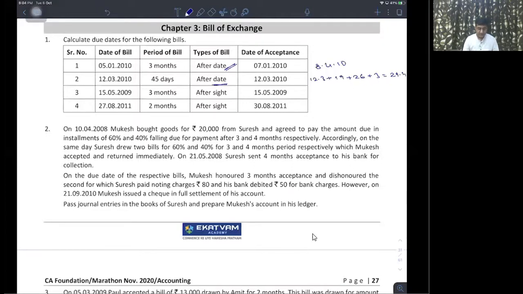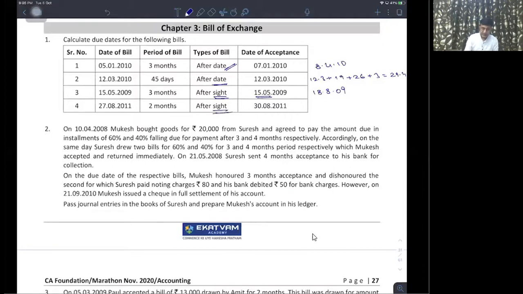The third case, 15th May. In this case, it is after sight. So the due date will be calculated from 15th May, the date of acceptance, and not from the date of drawing the bill. Plus 3 months, so 15th June, 15th July, 15th August. Do not say 15th August is a public holiday, so 14th August plus 3 grace days. No. After adding 3 grace days, if it is a public holiday or emergency holiday, that's what you have to consider. So that comes to 18th August 2009.